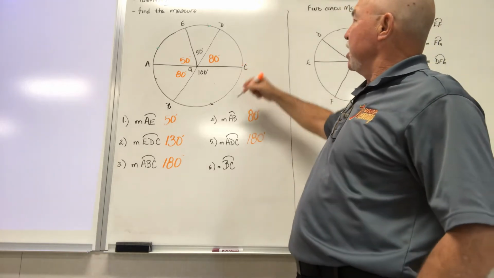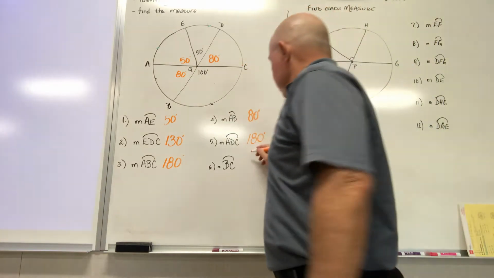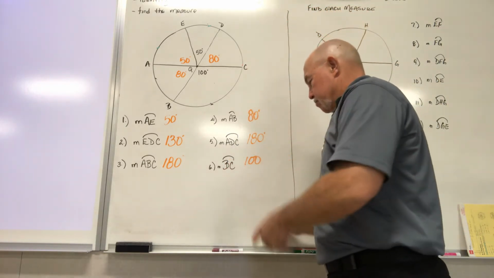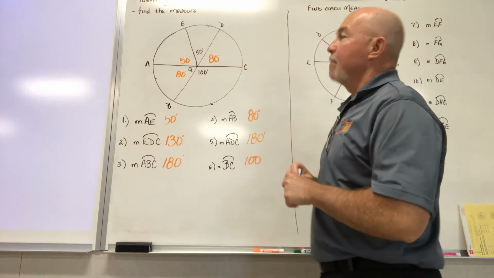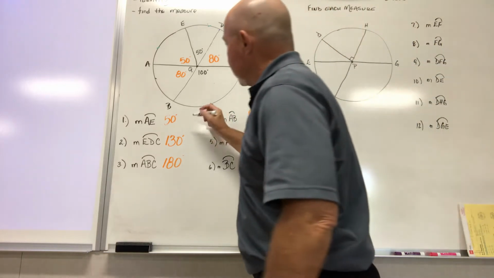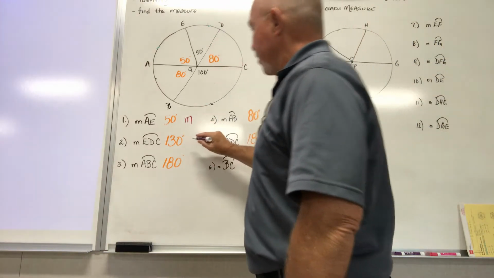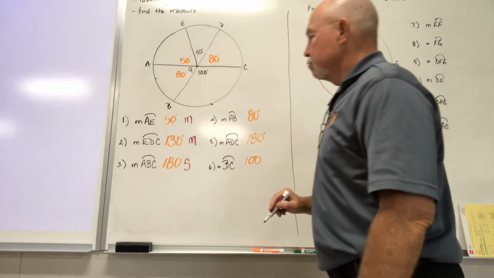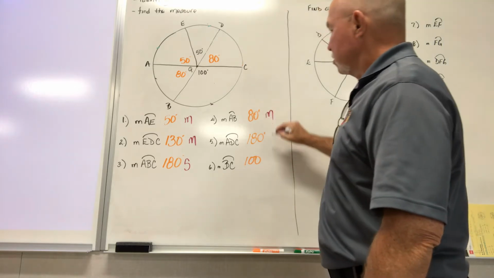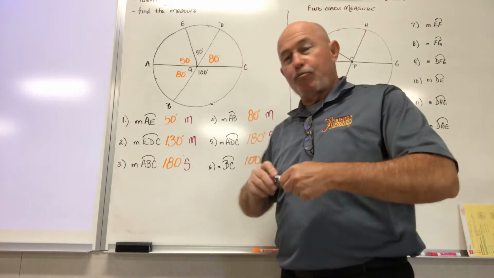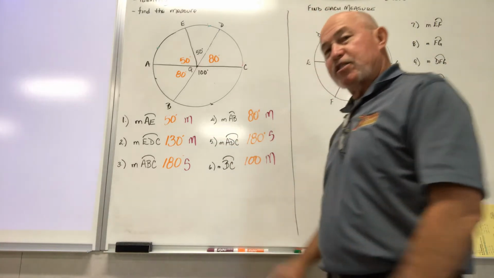BC, from there to there, 100. So, minor arc, major arc, or half circle? Minor, minor, semicircle, minor, semicircle, minor. No major arcs in this particular problem. So that's the first one. Pretty straightforward, pretty easy problems.